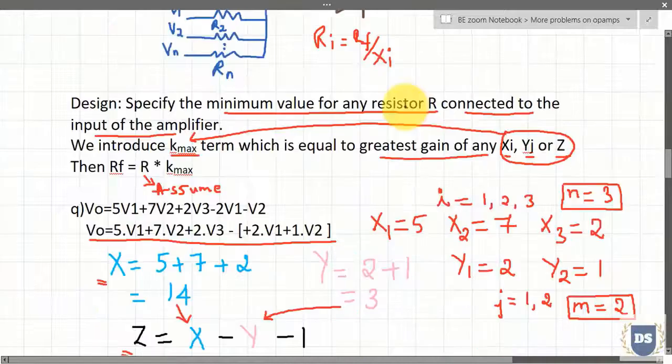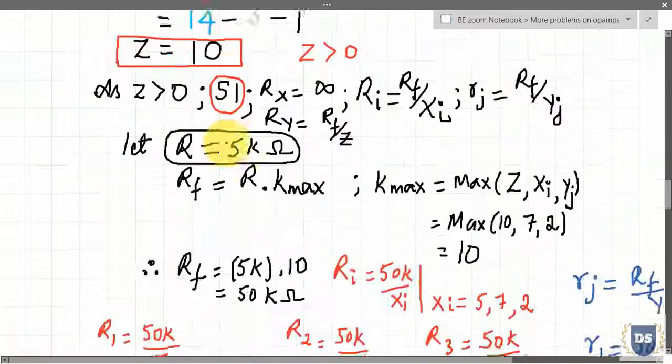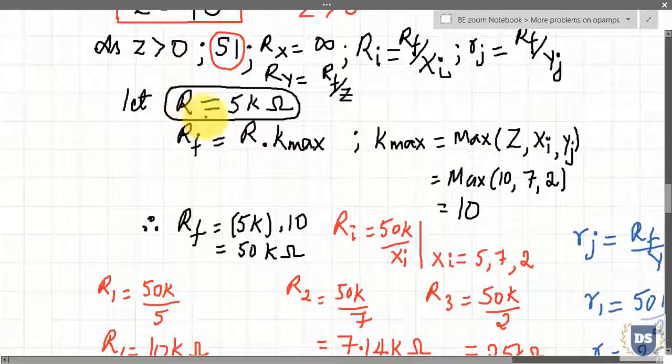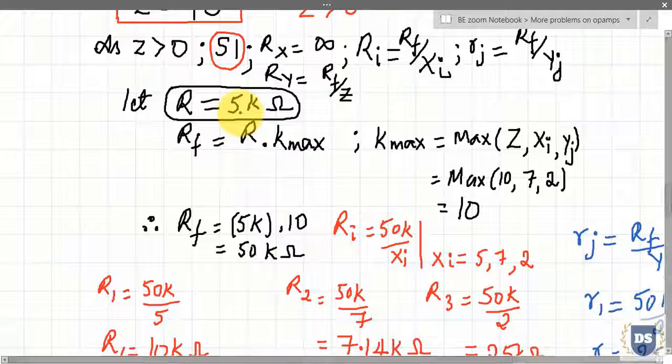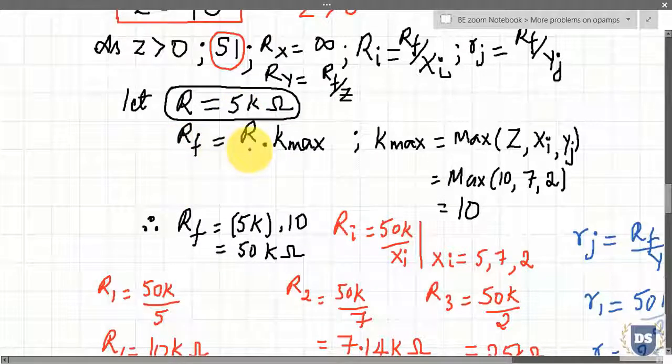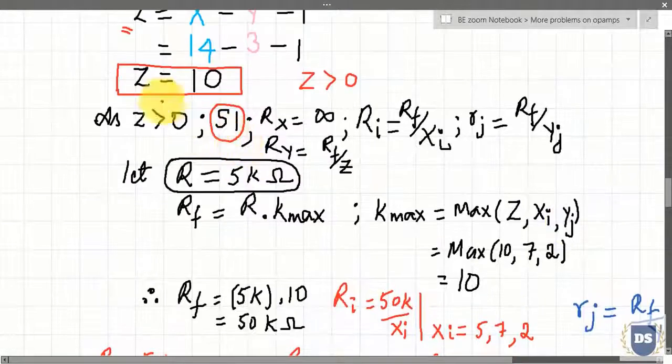So as per the design, we will specify the minimum value for any resistor R connected to the input of the amplifier. Keeping that in mind, let capital R be equal to some nominal resistance equal to 5 kilo ohm, and we know that feedback resistance is equal to R into K max, the maximum value in between Z variable, Xi variable and Yj variable, and the value of Z that we have got in this case is 10. So I'll be substituting 10 in the place of Z.